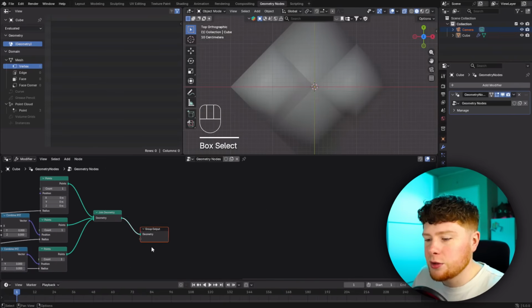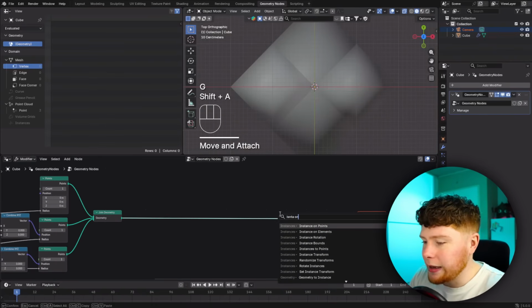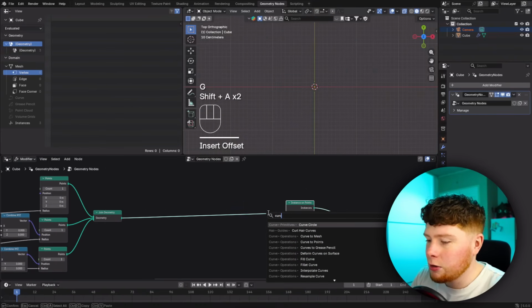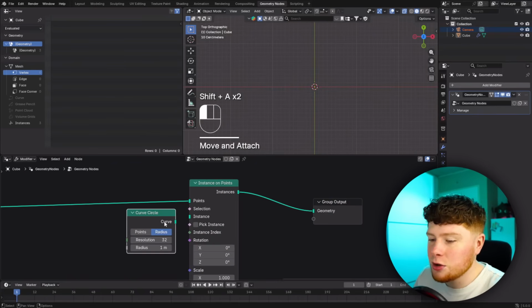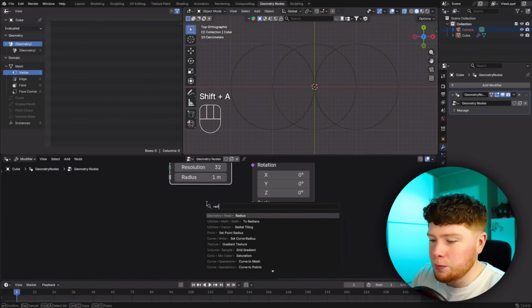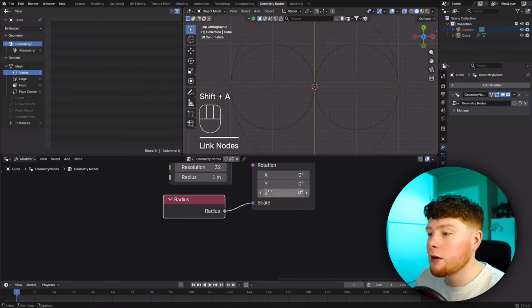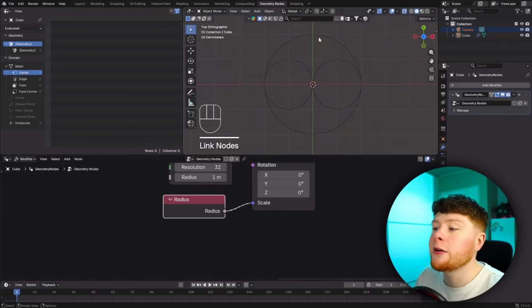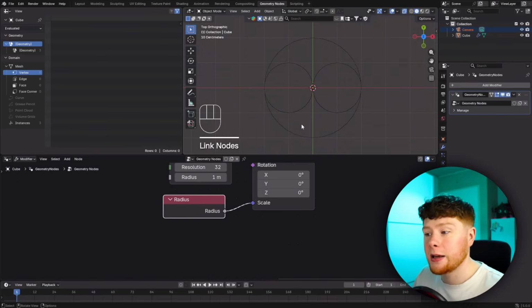And just to make this tutorial look a little bit better, let's do an instance on points node and also a curve circle to instance circles on these points. And the scale of these instances should be dependent on the radius of the points. And then you see we have perfectly created that shape that I showed you earlier.